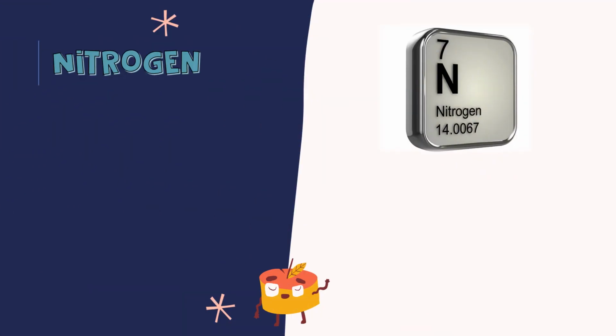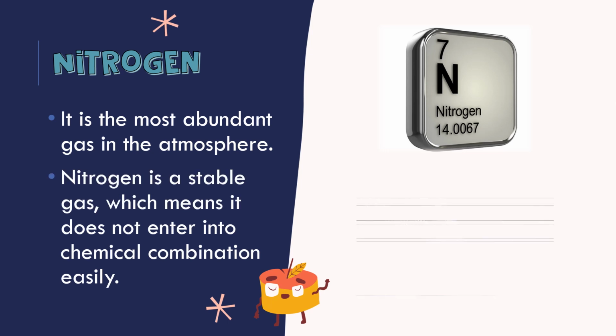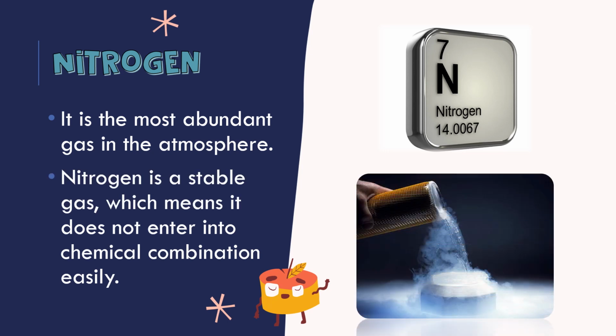Let's take a look into the main gases that comprise our atmosphere. First, we have nitrogen. Nitrogen is the most abundant gas in the atmosphere. It is a stable gas, which means it does not enter into any chemical combination easily.